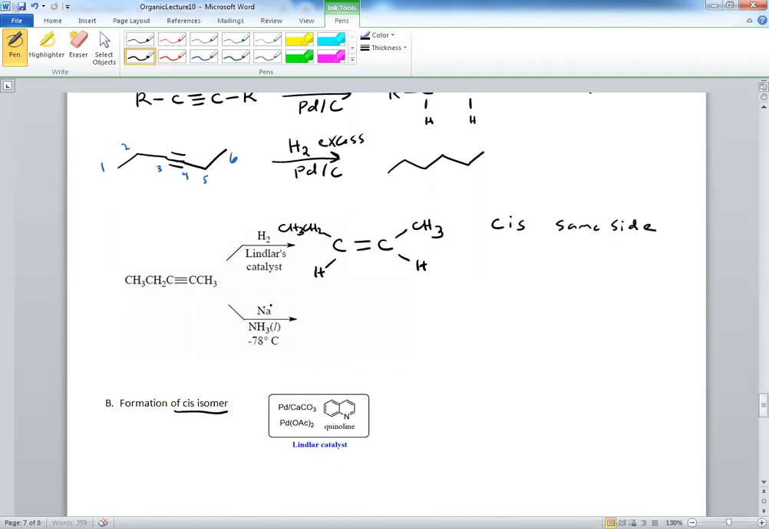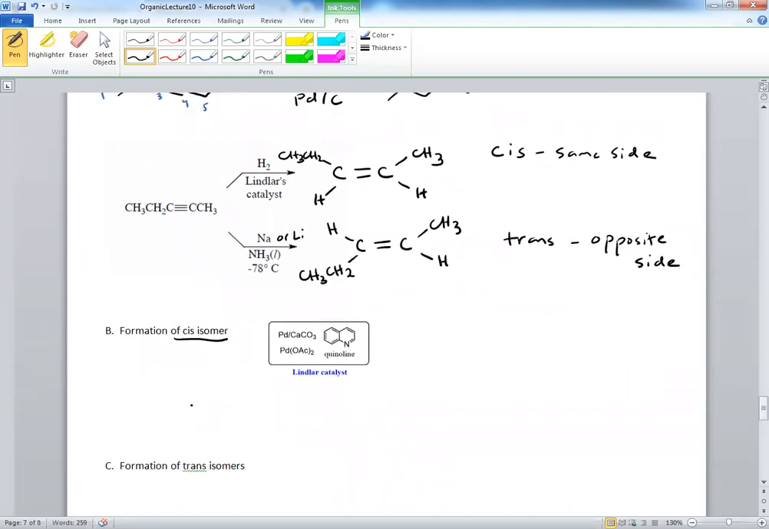And of course, if you use sodium metal, sometimes lithium metal, and liquid ammonia at -78 degrees Celsius, very, very cold, you actually can produce the trans isomer. So this is trans, once again, opposite sides. These are the reactions right here. So be aware that, again, liquid ammonia, sodium metal give you the trans, and of course, Lindlar's catalyst gives you the cis.